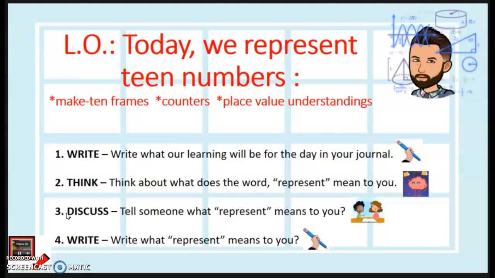4, I want you to write what represent means to you. So write what we're learning. 2, think about what we're learning. 3, talk about what we're learning. And then 4, write what we're learning one more time. When you're ready, unpause this video and go to the next slide.